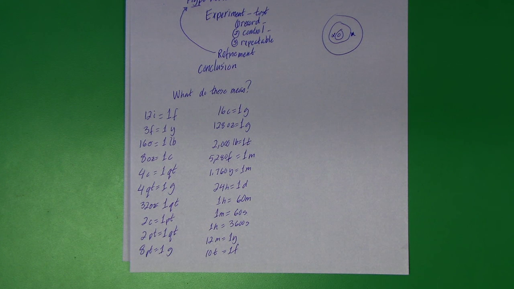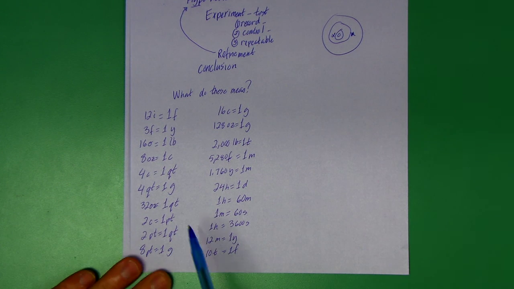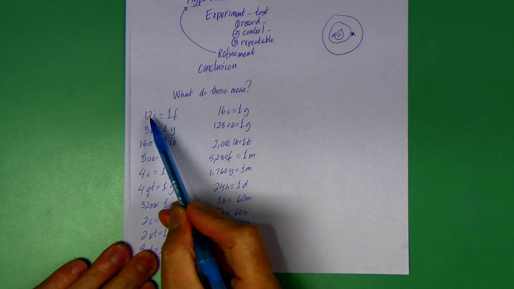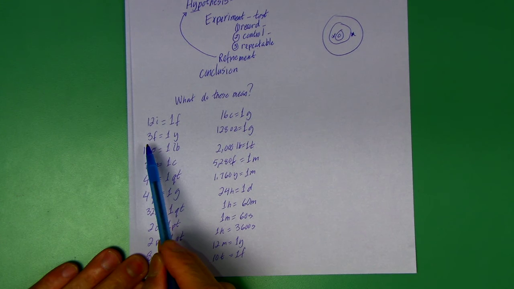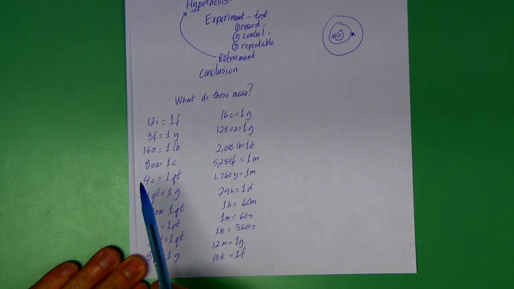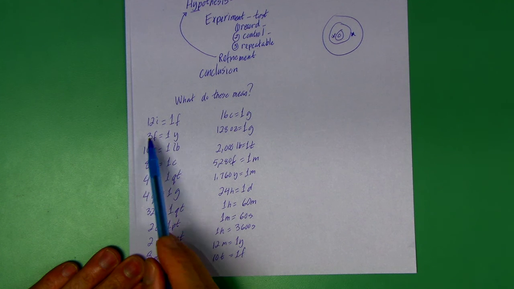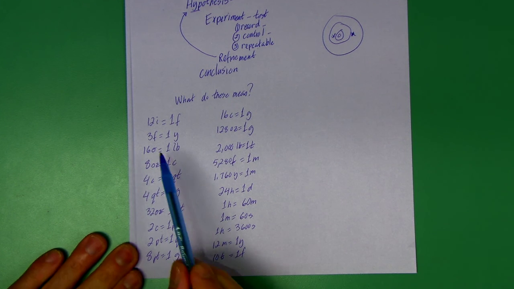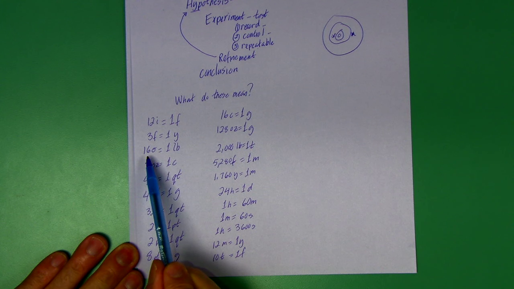Okay, welcome back again. Let's get some answers on this. This we went over is 12 inches in 1 foot. This is 3 feet in 1 yard. There are 3 feet in 1 yard. Right, which means there's 36 inches in a yard. I didn't add that one. I could have. There are 16 ounces in 1 pound.